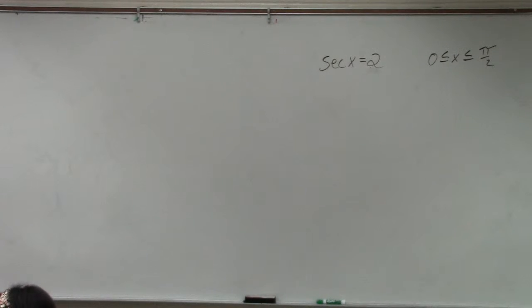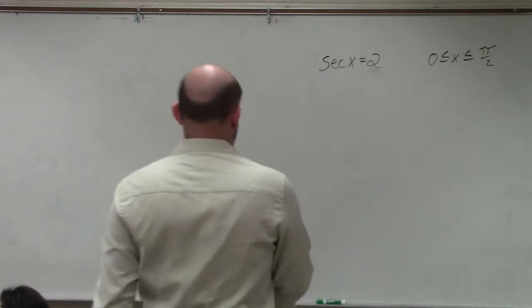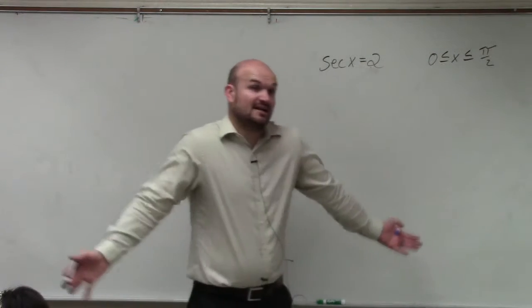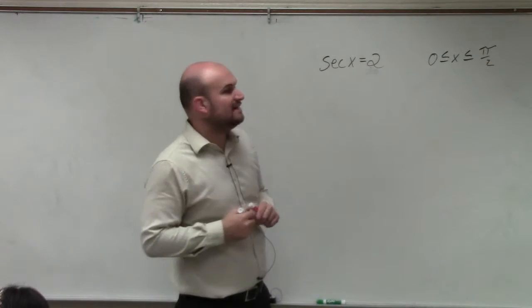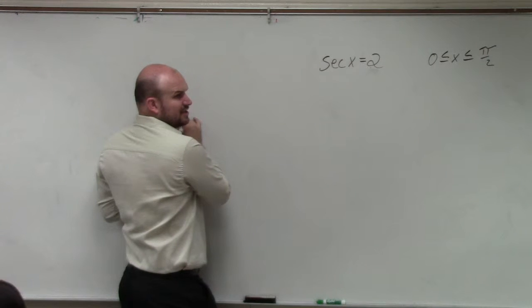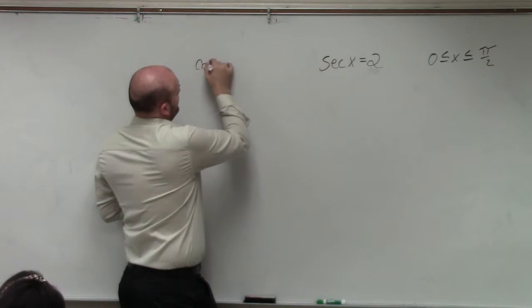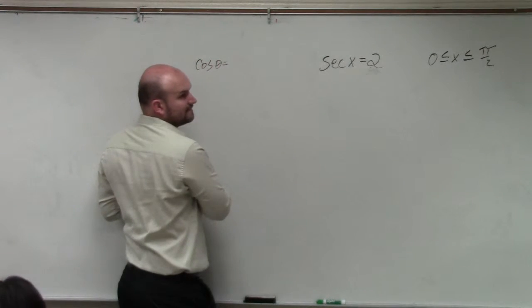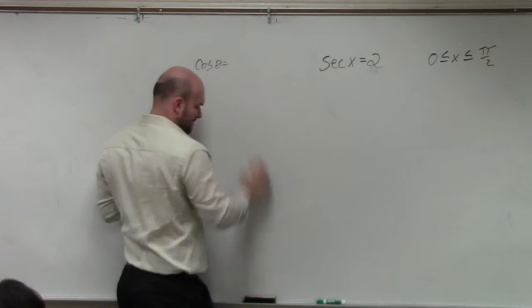A calculator. Because if we need to figure out x, we need to figure out what this angle is without a calculator. So if I know the secant of x is 2, do you guys remember how secant and cosine relate to each other? Cosine of theta is equal to what? Actually, forget about this. Let's do it this way.